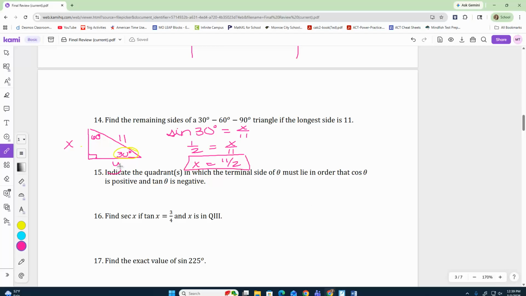If I want to find y, you could use the 60, or we could just stick with the 30. Now it's adjacent and hypotenuse, so I could say the cosine of 30 equals my adjacent side, y, over my hypotenuse, 11. Hand trick, cosine of 30, radical 3 over 2. So multiply over the 11, and we get 11 radical 3 over 2. Anything else on 1 through 15?